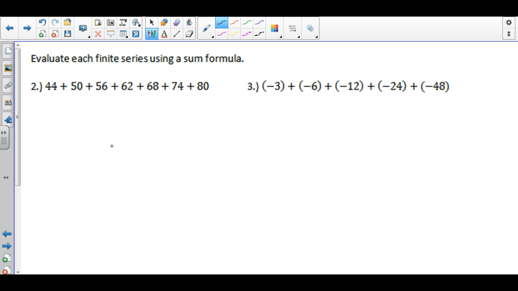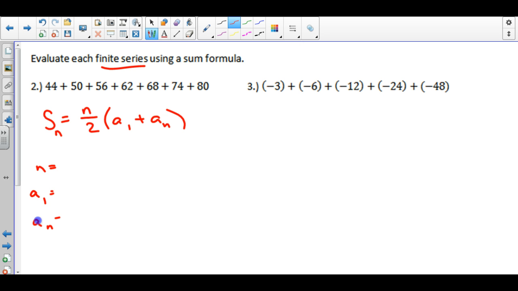So take a sec. Hopefully you're thinking arithmetic. Looks like I'm adding 6 every time. So I'm going to use Gauss's formula, which says the sum of n terms is the number of terms divided by 2, times my first term plus my last term. In this case, there is no ellipsis at the end, the little dots, which means this is a finite series, which is what the directions also say. So what we really need to identify is the number of terms, the first term, and the last term.